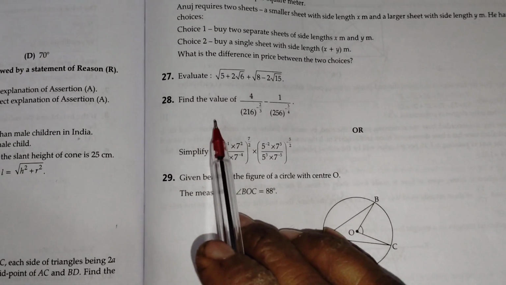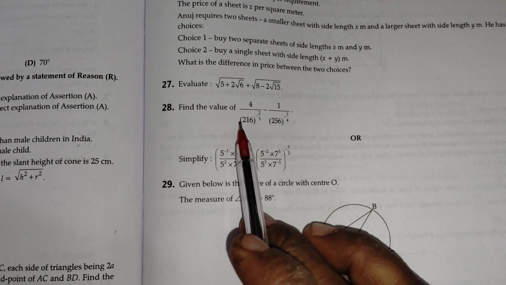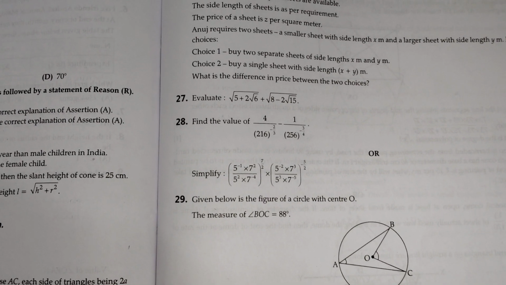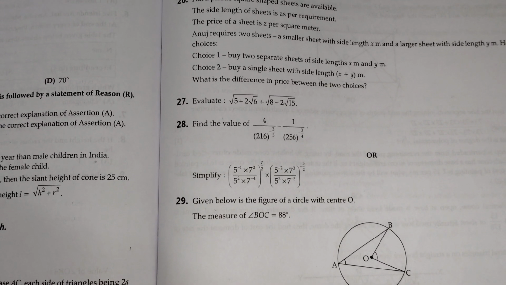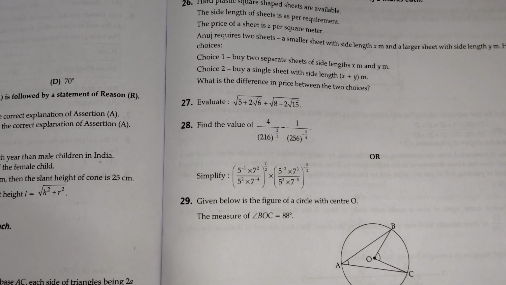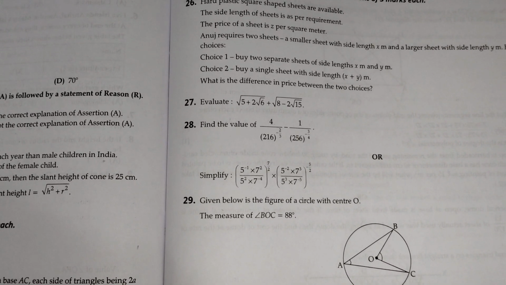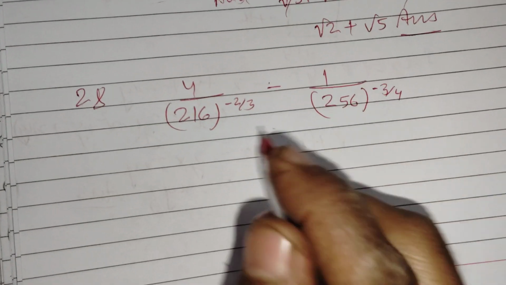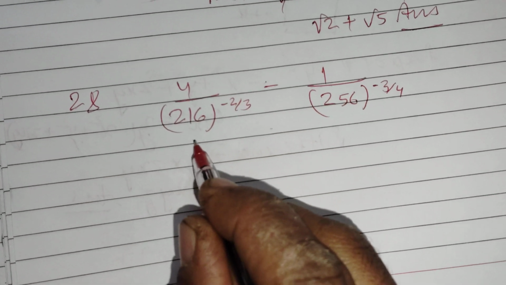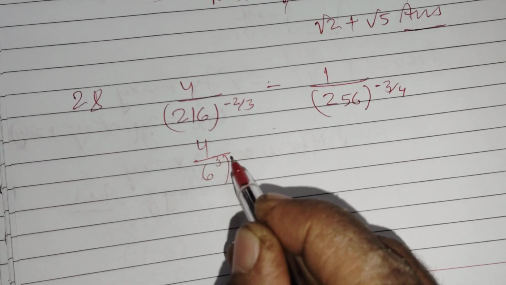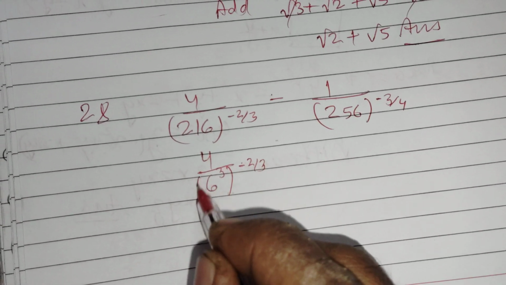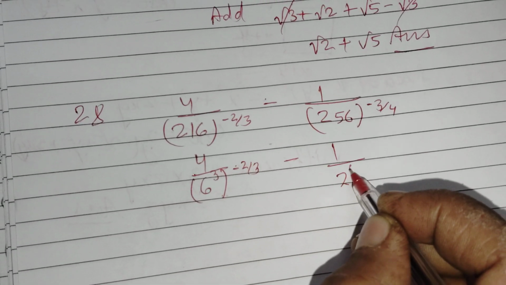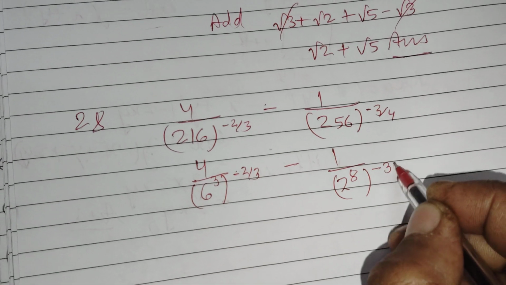Next question, the 28th, is given from the exponents chapter. So the question is 4 upon (216) whole power minus 2 by 3, then minus 1 upon (256) whole power minus 3 by 4. How do we solve it? 216 is written as 6 cube. So 4 upon (6 cube) with outside power minus 2 by 3, then minus 256 is 2 power 8, with outside power minus 3 by 4.